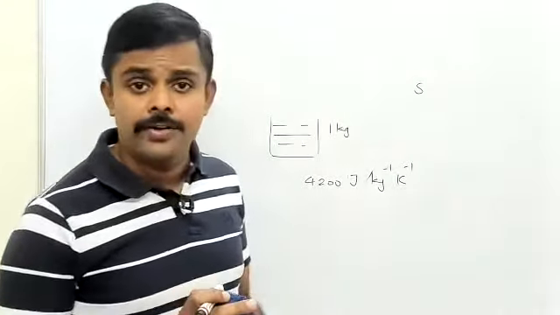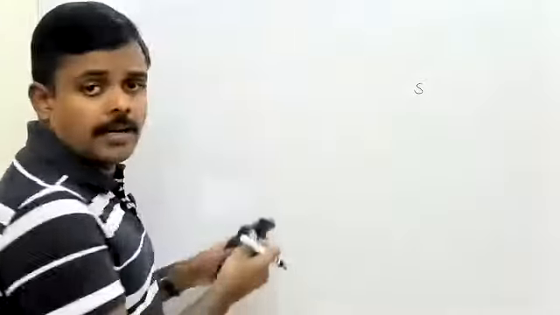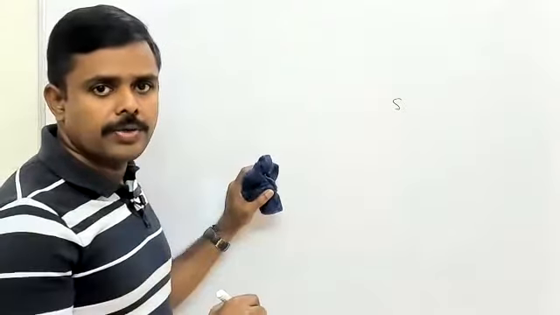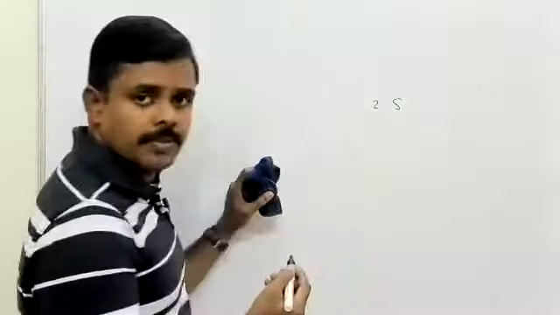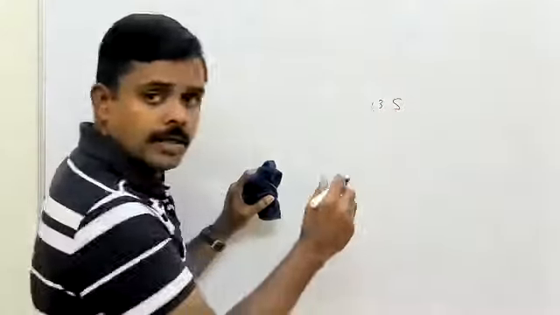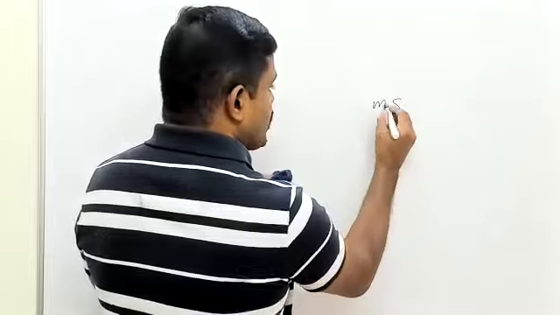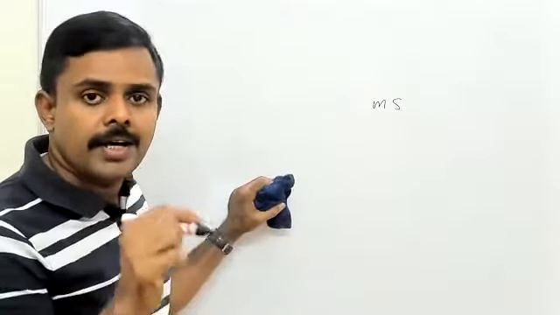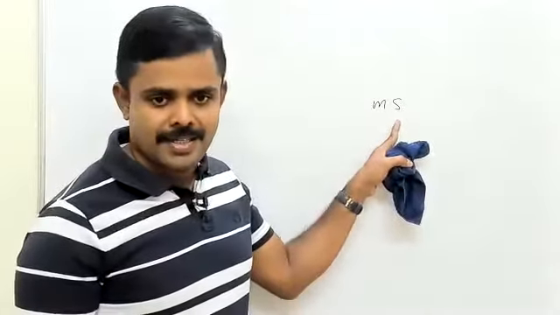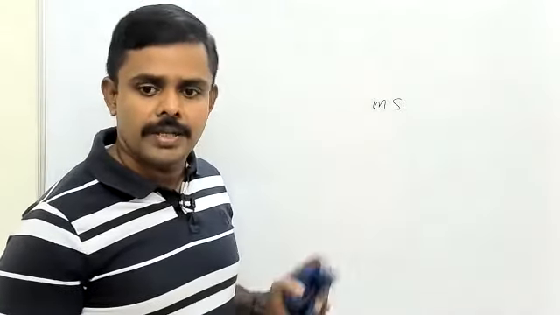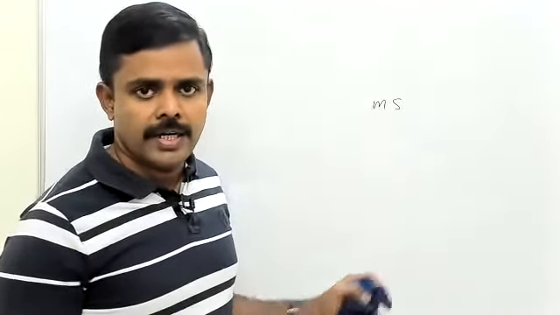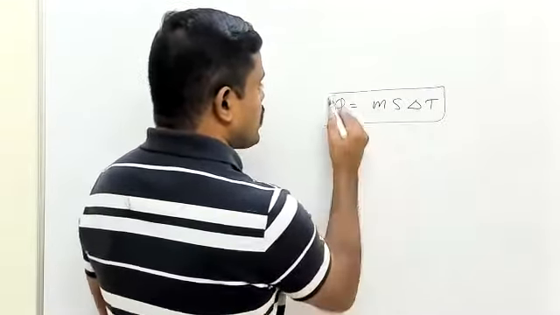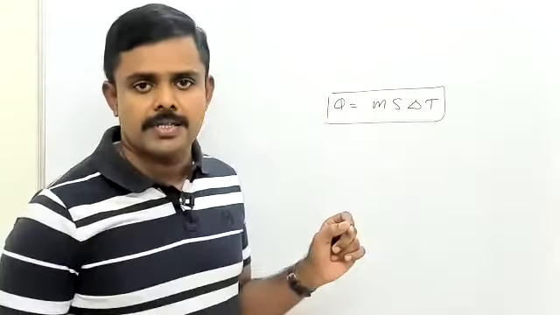Every substance has a unique value of specific heat capacity. So, specific heat capacity is the heat required to raise the temperature of 1 kilogram. What if it is 2 kilograms? Into 2. 3 kilograms, into 3. For m kilograms, into m. So the heat required to raise the temperature of m kilograms of substance is ms, and this is for 1 degree. For 2 degrees, into 2; for delta T degrees, into delta T.